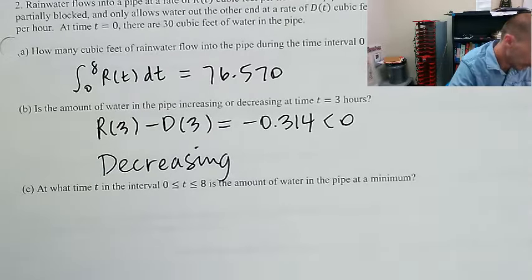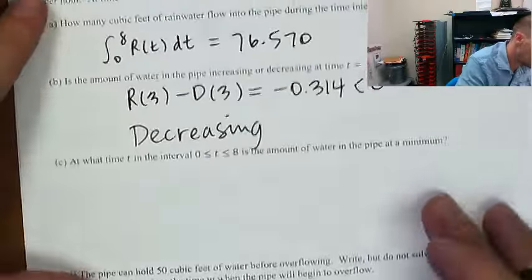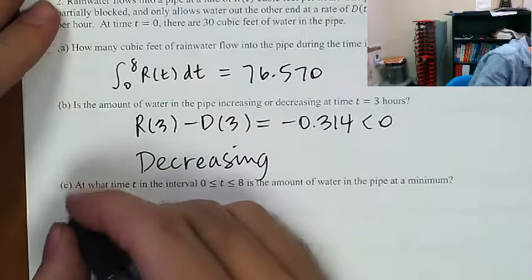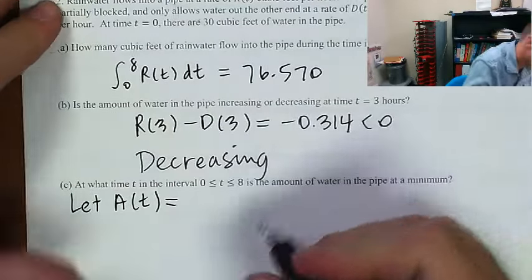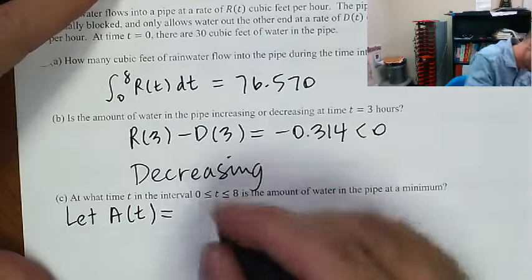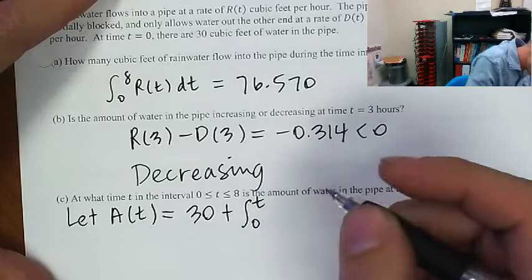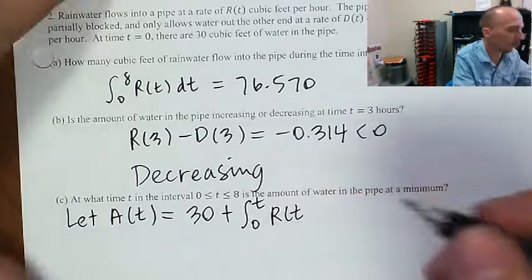Okay. At what time t is the amount of water in the pipe at a minimum? Okay, now we need to run an absolute extremum for that. So I'm going to need to make an amount function, and we weren't given an amount function, so I'm going to have to cook up my own. I'm going to say let A of t equal the starting value. That's 30. So A of t equals 30 plus the integral from 0 to t of rate in minus rate out. But I need a dummy variable, okay?